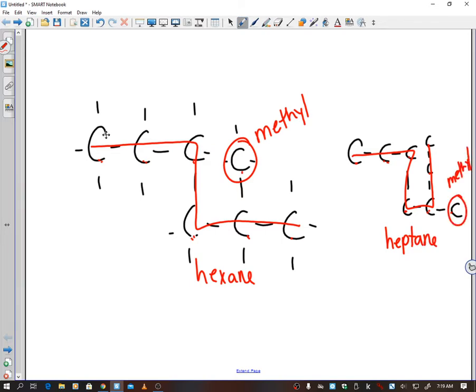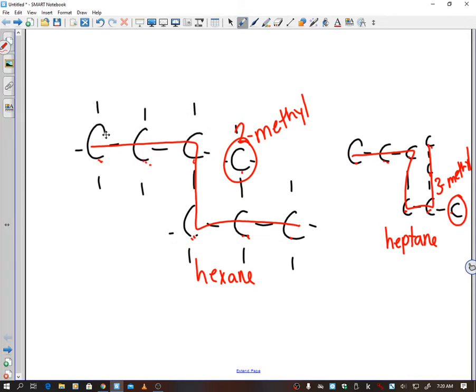Now back to how we count them, when I do name this, I'm not going to go 1, 2, 3, 4, 5. I'm going to go the quickest way possible. I'm going to go 1, 2. So this is actually 2-methyl. So when you put this name together, it is 2-methylhexane. Let's look at this one. I'm going to go the quickest route possible. So I'm going to go 1, 2, 3. So that's 3-methylheptane. Now let's do another one that is very similar to these.